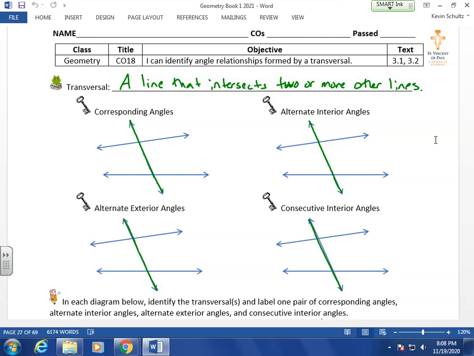Well, when you've got a transversal that intersects these two other lines, corresponding angles, you can kind of think about it as same location, different vertex. That's our phrase here. Same location, different vertex.